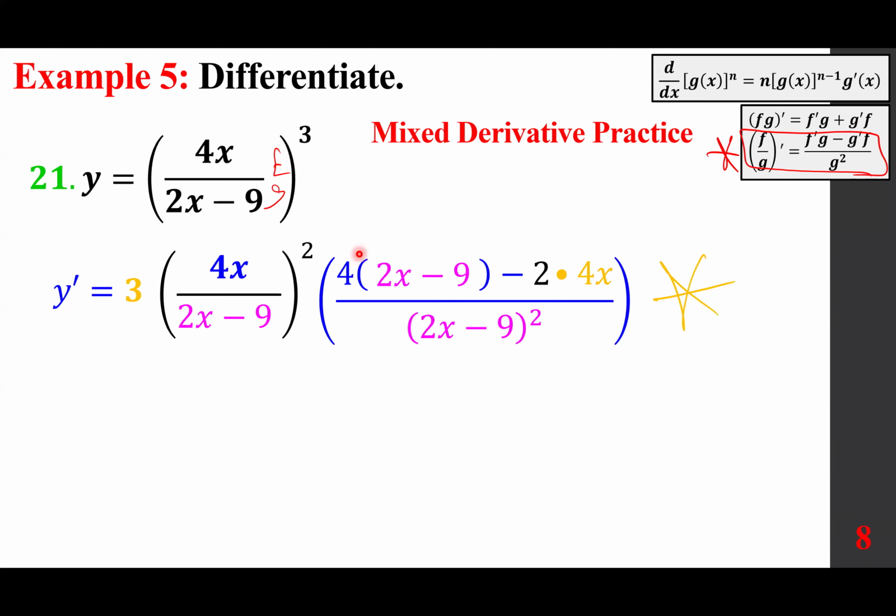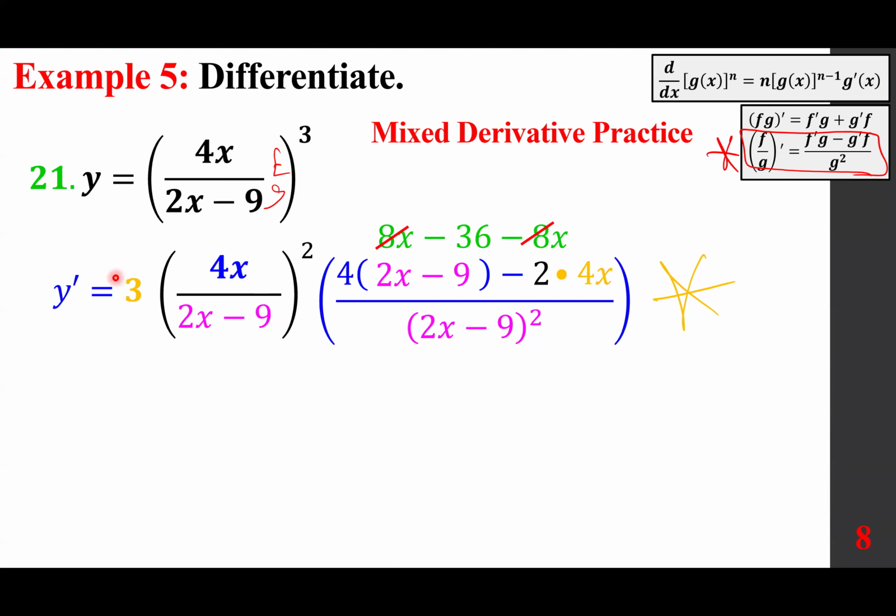So we're going to distribute. We get 8x minus 36 minus 8x. 8x minus 8x cancel each other. So what do we have? We go with a fraction bar, and what's at top? 3. What else? 4x quantity squared. This one you should recognize: 4x to the second power over 2x minus 9 to the second power.